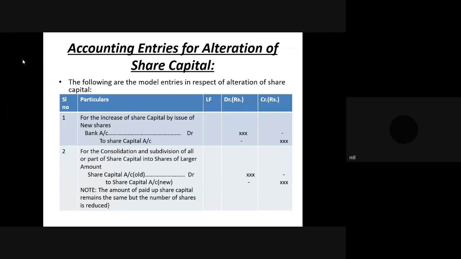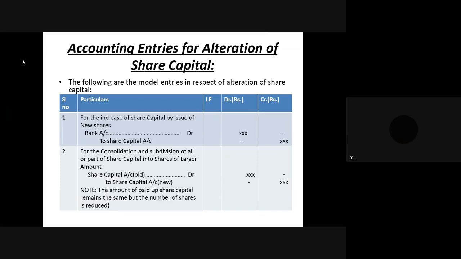Hello students, in the last class we discussed internal reconstruction, the procedure of internal reconstruction, etc. Today I am going to teach the accounting entries for alteration of share capital, how to pass journal entries. The following are the model journal entries in respect of alteration of share capital.